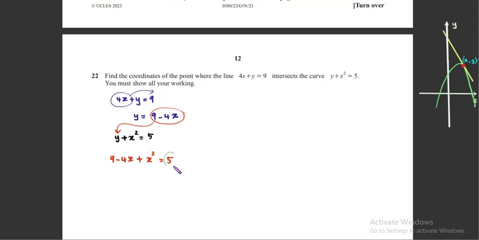So I'm going to take this positive 5 to this side, so all the terms are on the left side and on the right side we will have a 0. So we already have 9 minus 4x plus x squared. When I take the positive 5 to the other side, that becomes negative 5. This is equal to this 0.